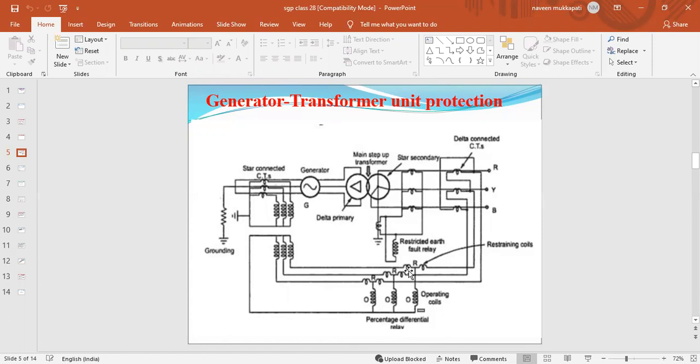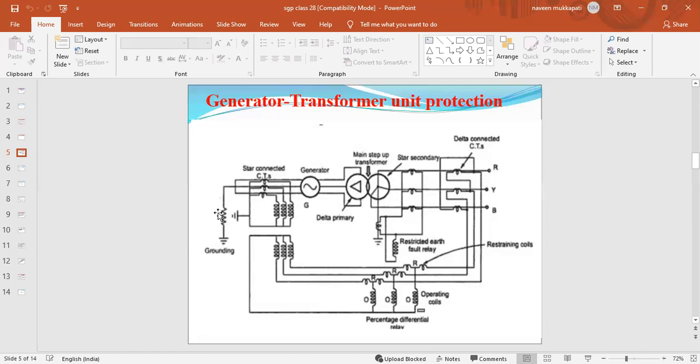If the algebraic sum of the currents is more than the restraining current, then automatically that current will be flowing through the operating coil. When the current flows through the operating coil, the relay gives the indication to the circuit breaker. Then automatically the circuit breaker disconnects both the generator and the transformer units from the supply.